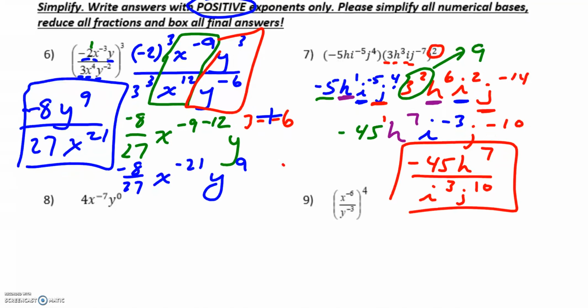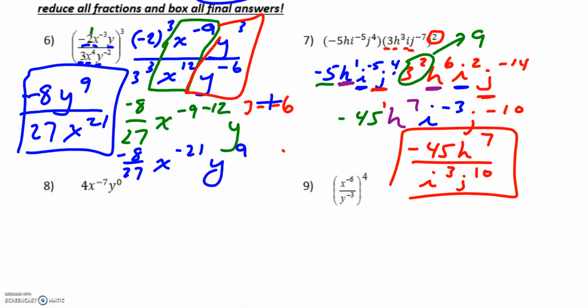Numbers 8 and 9 are much faster than 6 and 7. I'm just reminding you of a couple rules from earlier in the semester. For number 8, the 4 has an exponent currently of 1. x to the negative 7th is going to have to flip, and then y to the 0th is really just a number. We cannot combine any of these, so all we're doing is flipping and using the rules.